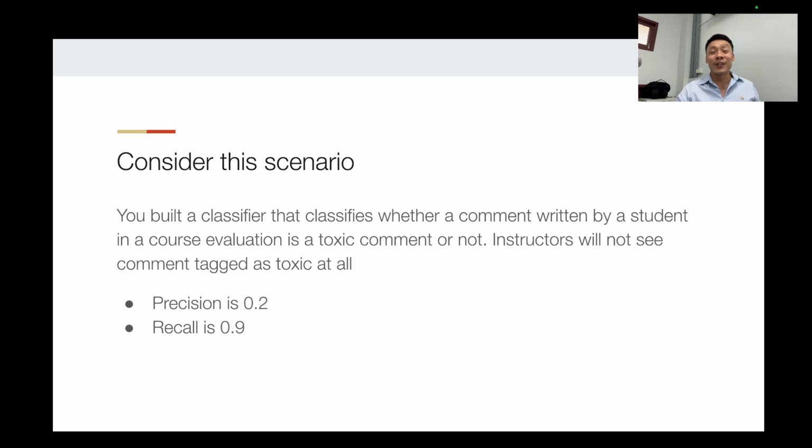It could be quite hurtful. Okay, so some comments are quite toxic, not just in course evals. So you want to build a classifier that classifies a comment as toxic or productive. Okay, so you want to screen out the toxic ones, for example.